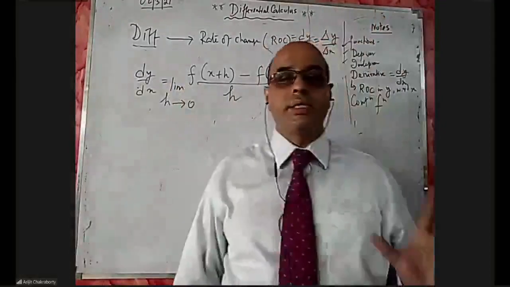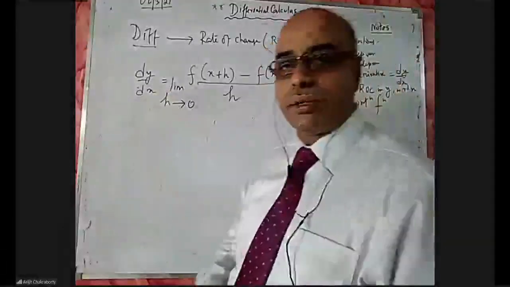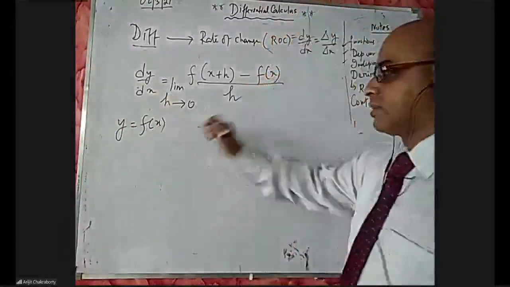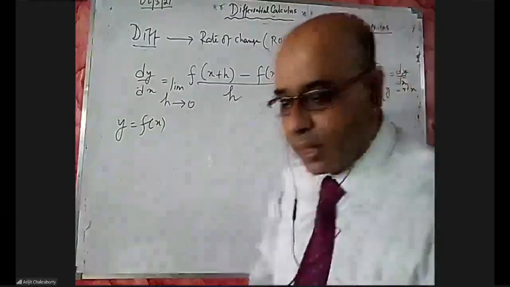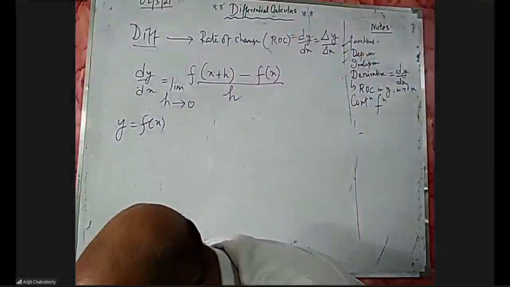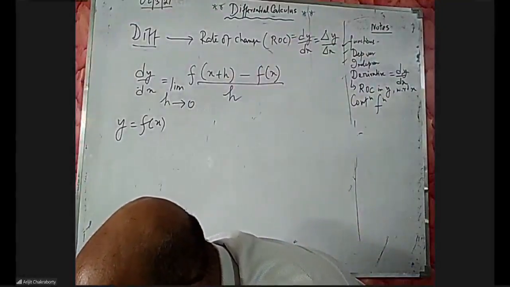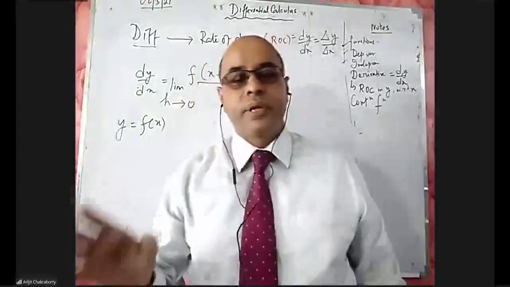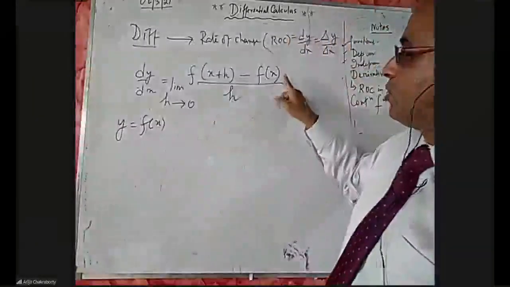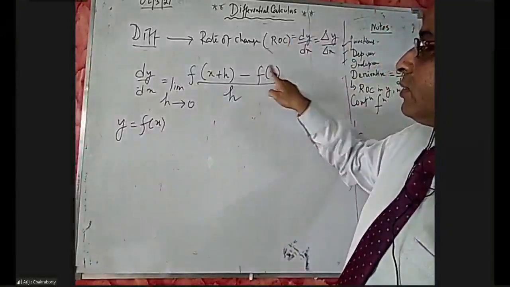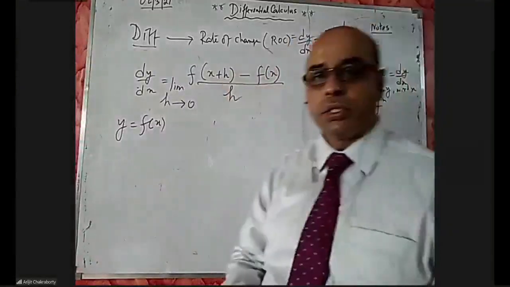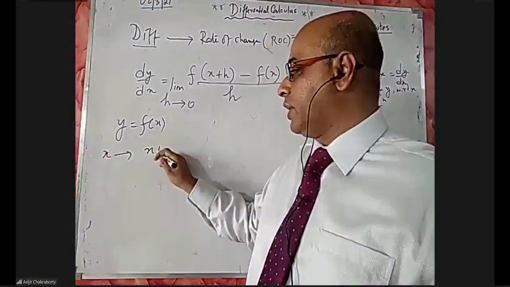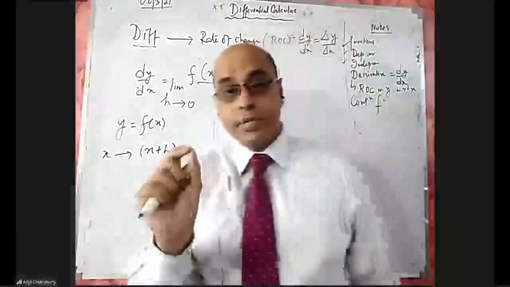So dy by dx means the original function was y equal to f(x). The original function is y equal to f(x), right? Now, there is a small change in the value of x, and we are calling it x plus h. So if the value of x changes, say now x becomes x plus h, and h is very small.